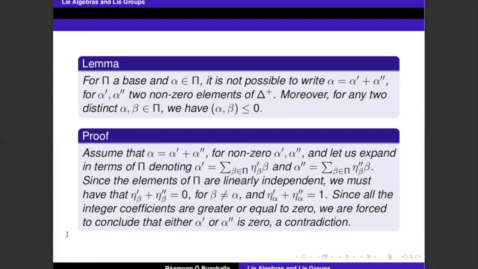Okay, that's somehow where the word simple comes from. It's not possible to break them up into the sum of two non-zero elements. Think back to a Lie algebra being simple when we couldn't break it up into a sum of two ideals.